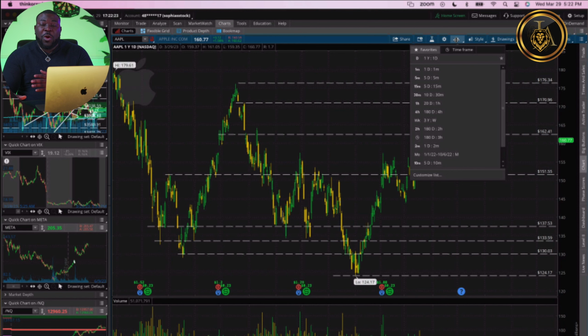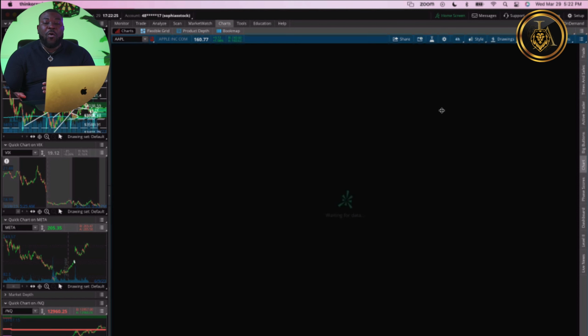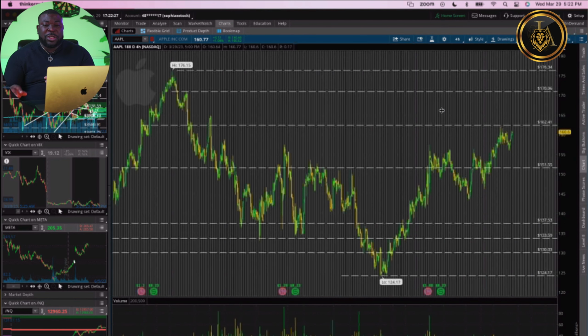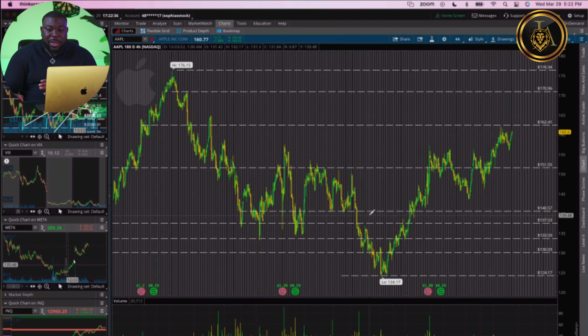So I use the 1 year, 1 day. Then I go to the 4 hour. For those who are intraday traders, this is what you need to do. So if you're a day trader, you need this. Okay, I go to 4 hours and chart the same thing. See if there's anything I missed. There's one area of support here that it seems I missed. And there's one area of resistance here it seems I missed, okay?